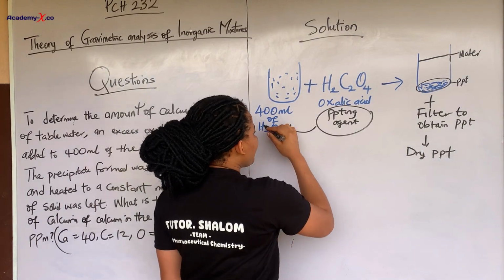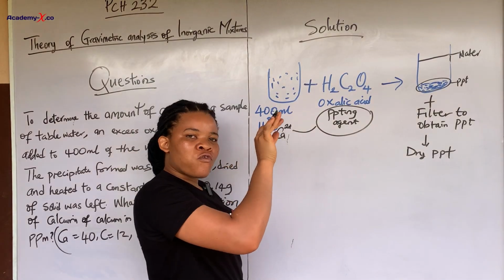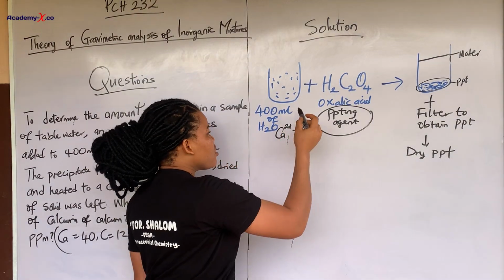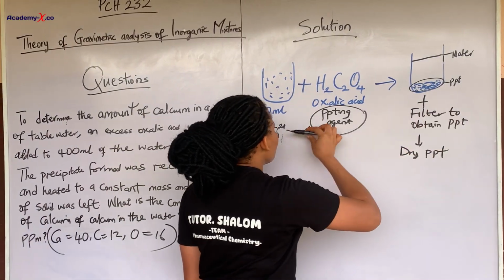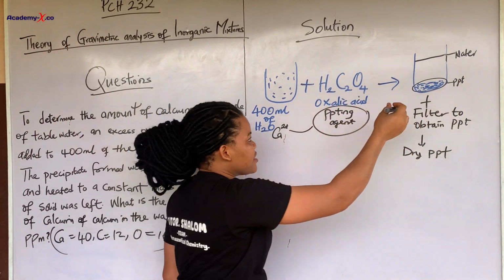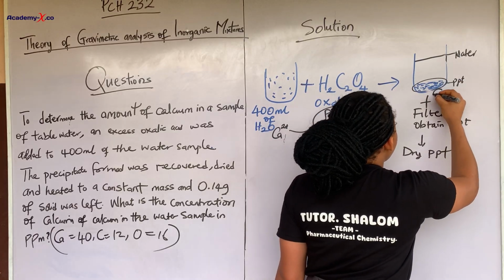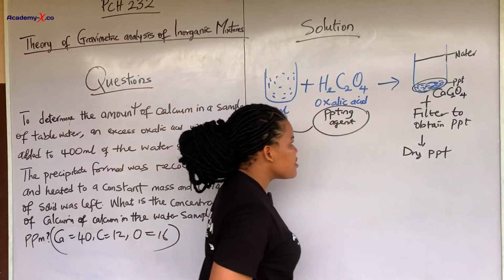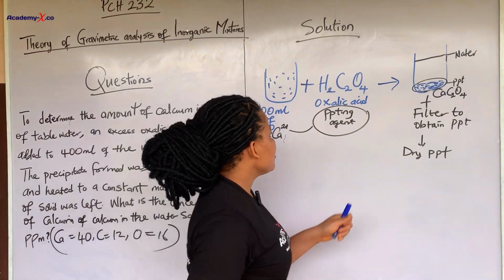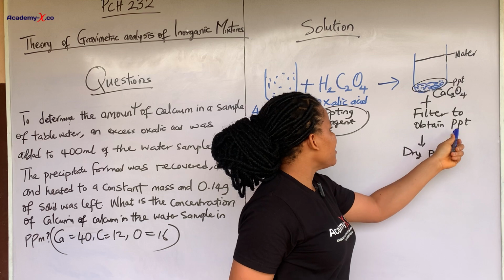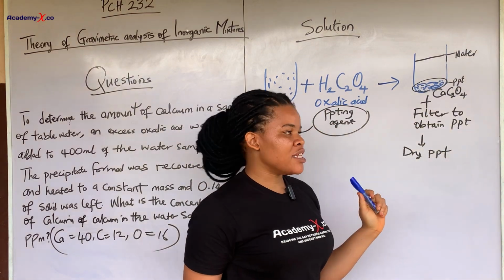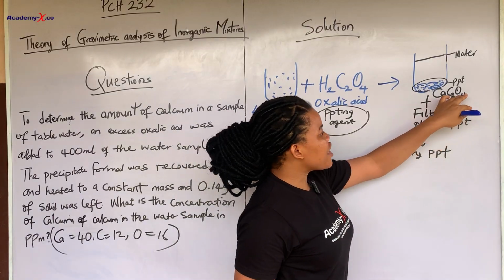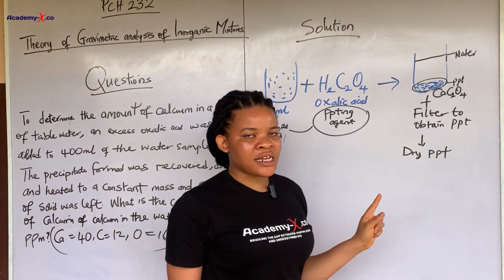And for it to react, that means it's going to form that insoluble complex, which is calcium oxalate. Because if calcium oxalate is going to be formed, it means that the calcium must have reacted with the oxalic acid. So this precipitate we are seeing here is calcium oxalate. Now we filter the solution and obtain the precipitate. Then we dry this calcium oxalate, and then we heat it to also dry. Now to get a constant weight of this calcium oxalate, we heated it.